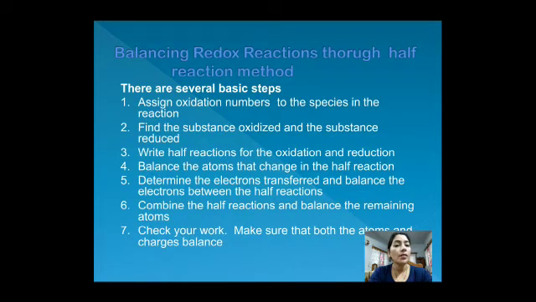Next, determine the electrons transferred and balance the electrons between the half reactions. Six, combine the half reactions and balance the remaining atoms. Next, check your work. Make sure that both the atoms and charges are balanced.